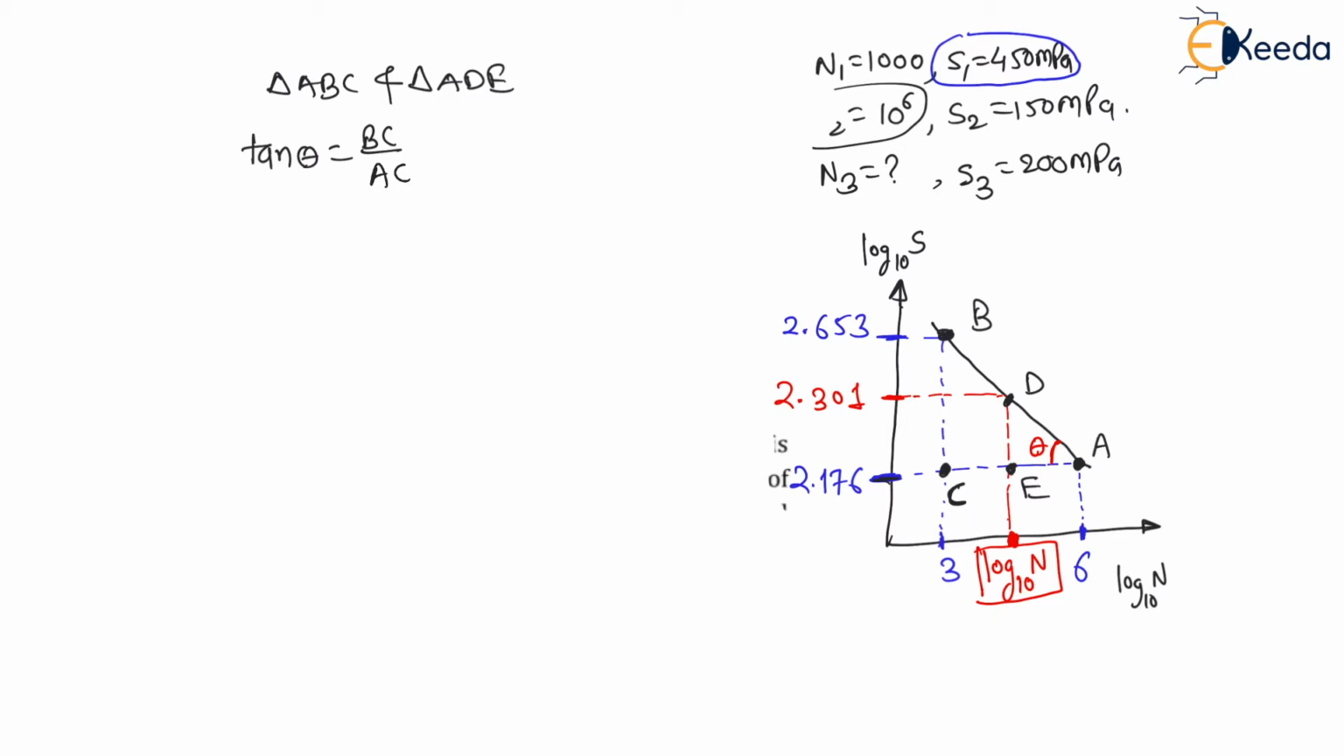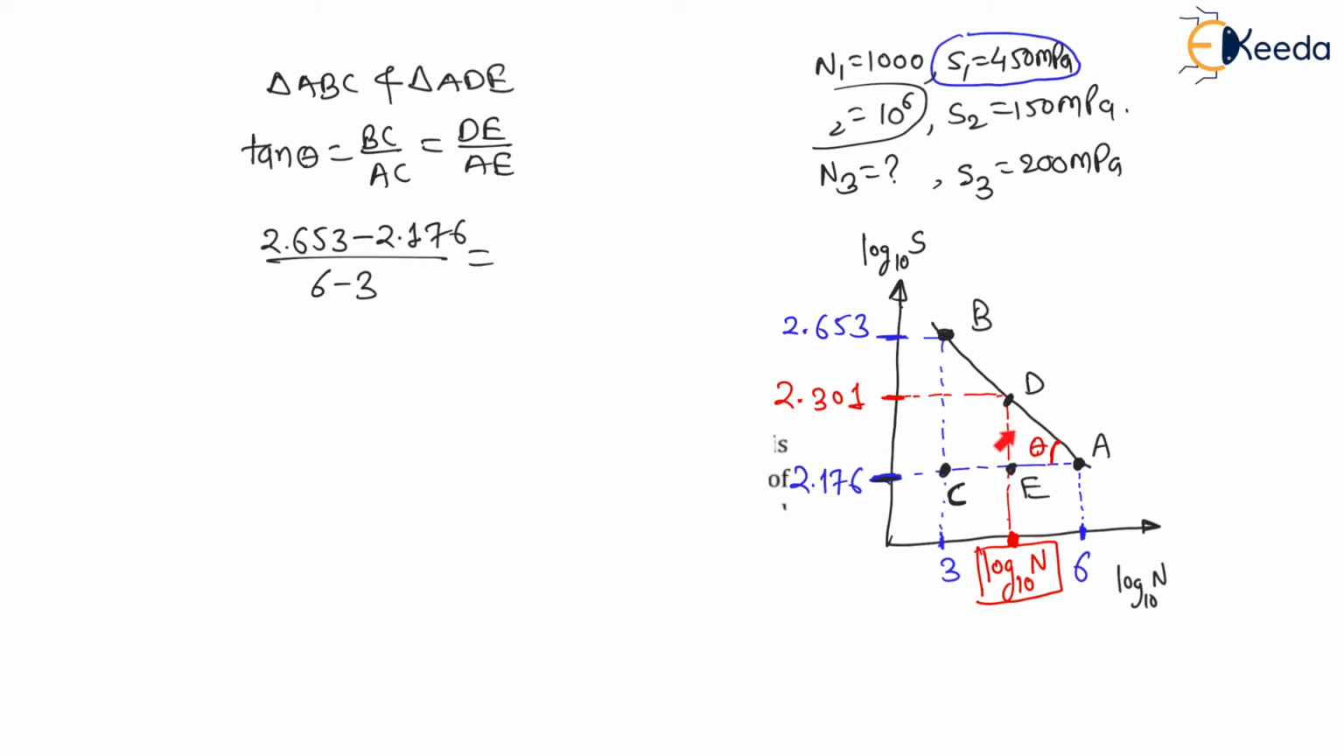This is for the first triangle, equal to, for the second triangle, opposite side DE divided by AE. Therefore, it will become DE divided by AE, right? So let us find BC. Now, can I say BC is nothing but this value minus this value, right? Therefore, BC is 2.653 minus 2.176 divided by AC. AC is nothing but 6 minus 3. Therefore, it is 6 minus 3, is equal to.